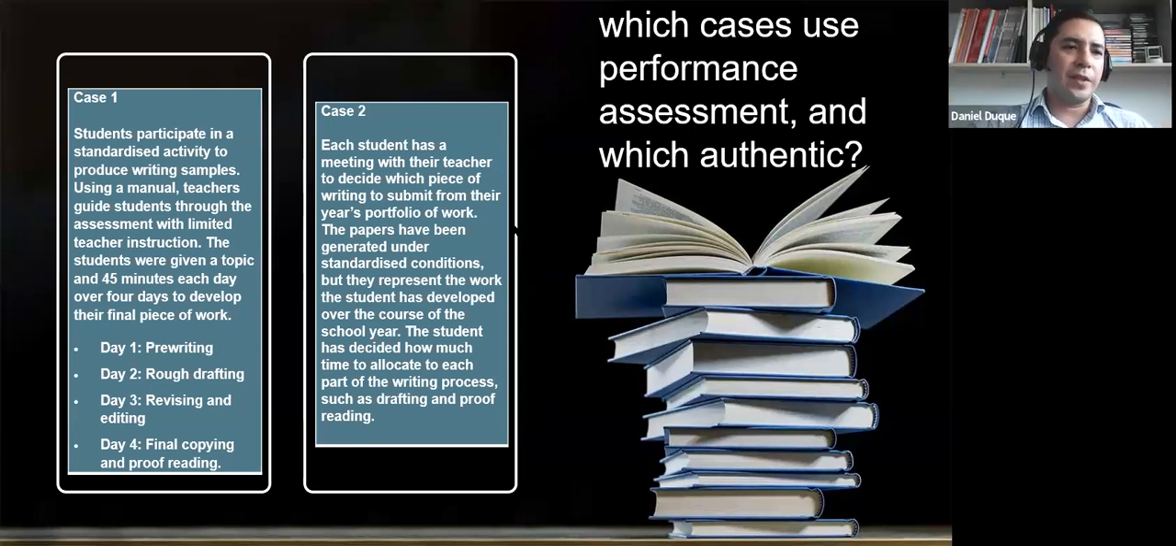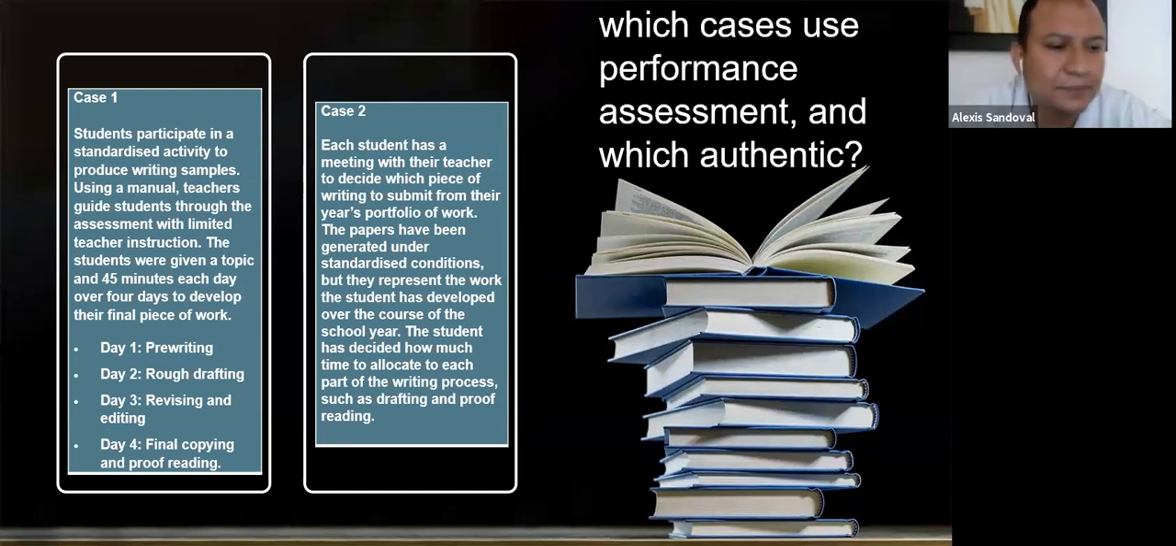Wait, let's do something different. Maybe through a WhatsApp call. Everybody please stay on mute. And let's divide you guys in pairs. Do you guys want to work by cities? Maybe by cities, so it's easier. You can call each other and analyze the answer to this question: which cases use performance assessment and which authentic?